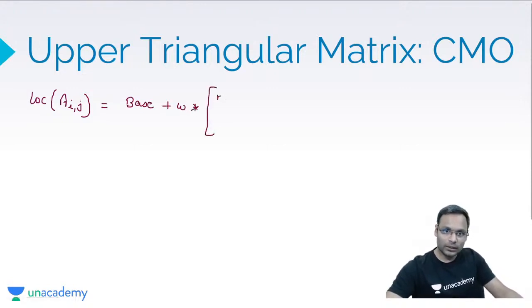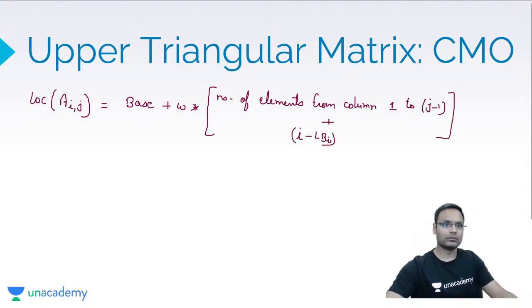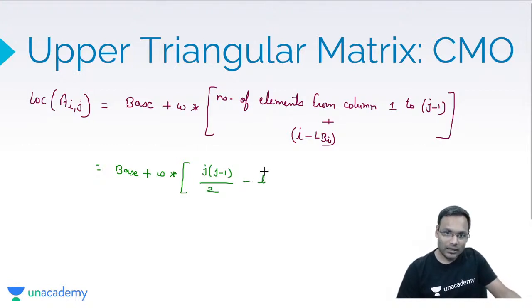So I will write down the location of A of I comma j is equal to base plus W into the number of elements from column number 1 to j minus 1, plus I minus lower bound of I. The number of elements from column 1 to j minus 1 will be 1 plus 2 plus 3 up to j minus 1, which is j into j minus 1 divided by 2, plus I minus lower bound of I, which will be 1 for each and every column. How can I say that?